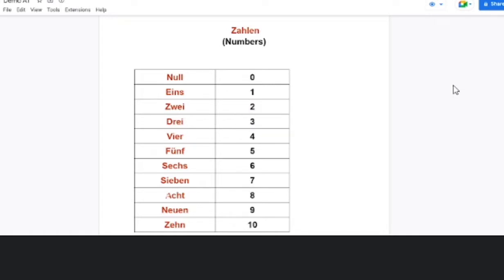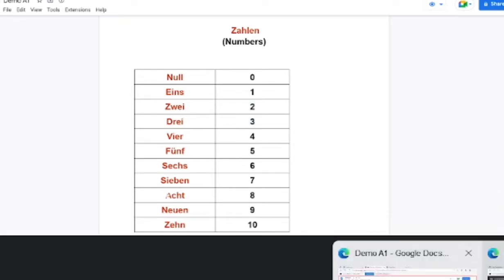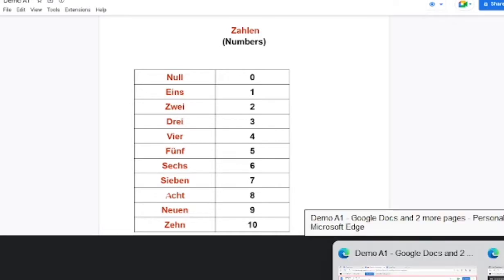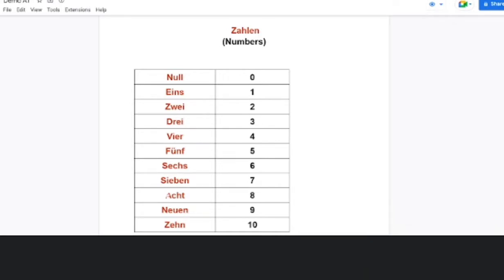Vierundsiebzig, siebzig. Yeah. And what is 20? Okay, try to speak from 11 to 20. Elf, zwölf, dreizehn, vierzehn, fünfzehn, sechzehn, siebzehn, achtzehn, neunzehn, zwanzig. And okay, your correction.